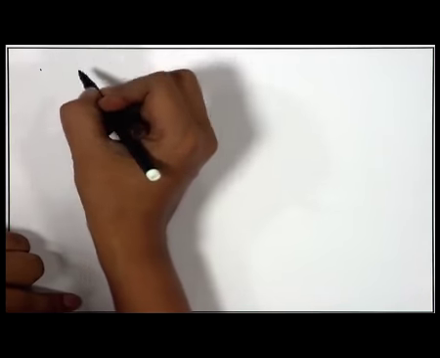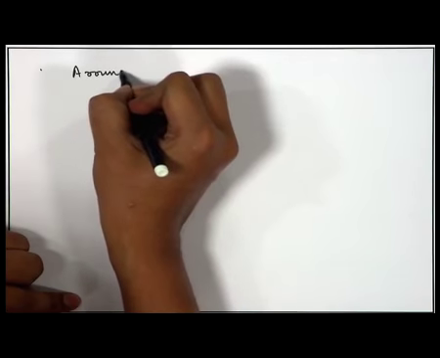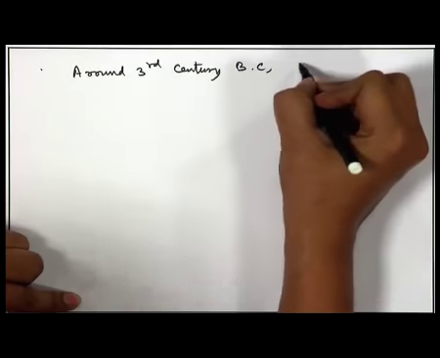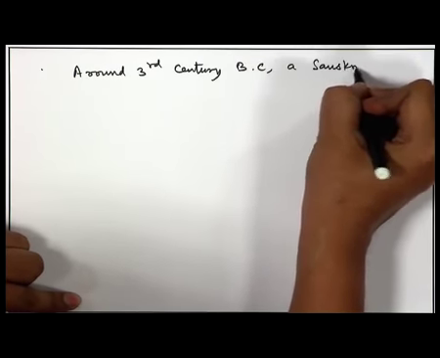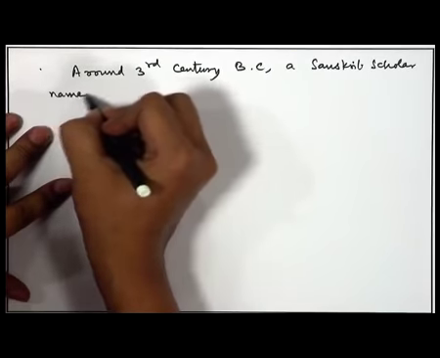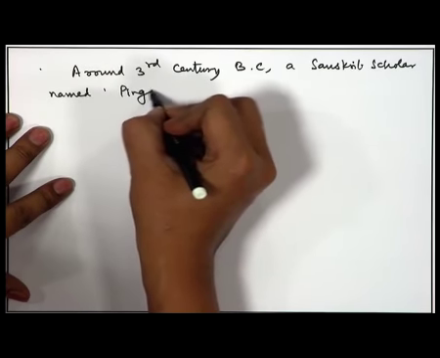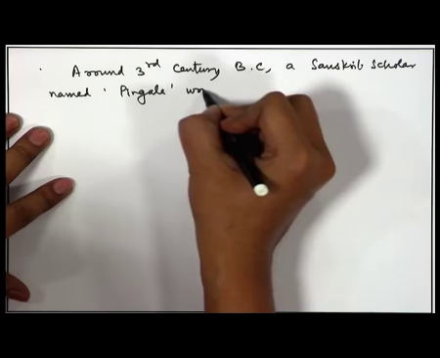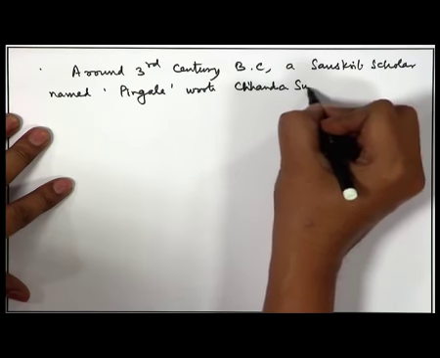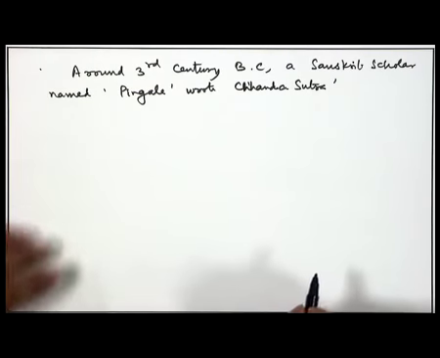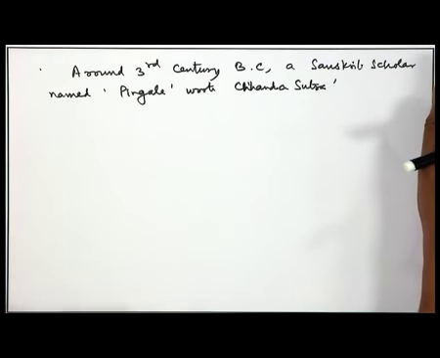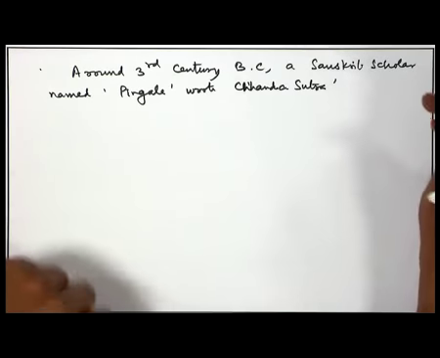Then the second one is that around 3rd century BC, a Sanskrit scholar by name Pingala wrote Chand Sutra, and he discussed the ways of determining the number of combinations of a given number of letters, taken one at a time, taken two at a time.